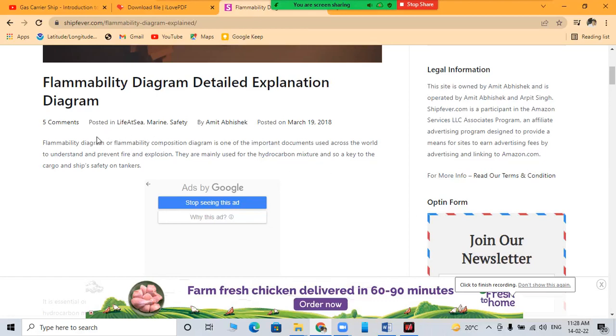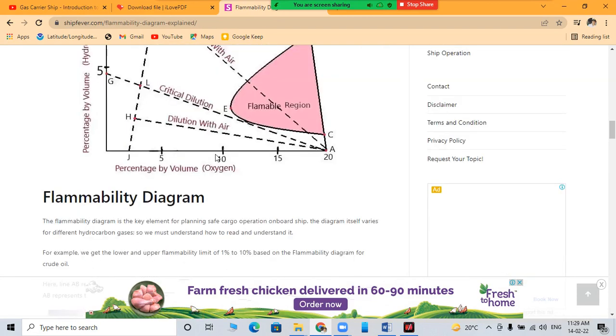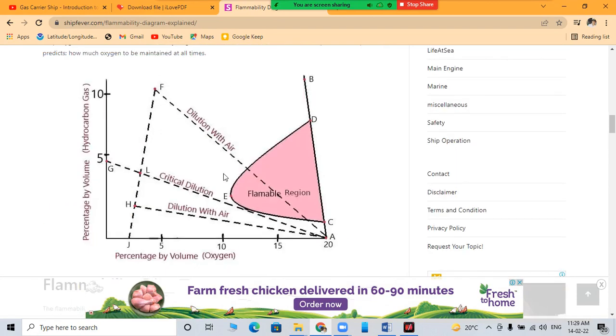Now we'll look at the flammability diagram. We'll see what it contains and why it is necessary for any tankers. You should understand what it means, what the specs of this are, and what the uses of this are.